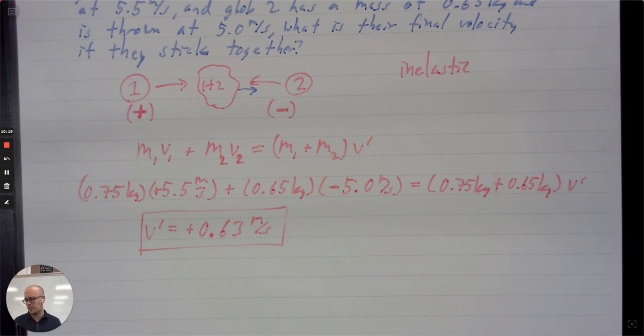So there are two example problems. We'll go through more in class for sure because there's lots of little tricks and types of interactions that we want to focus on, but those are two problems to get you started.